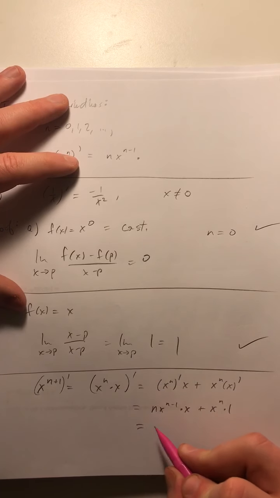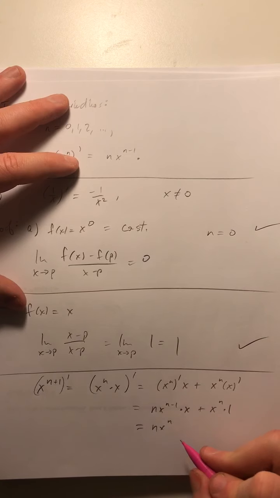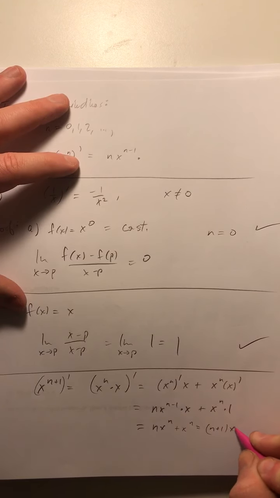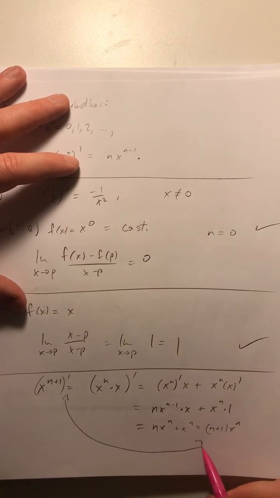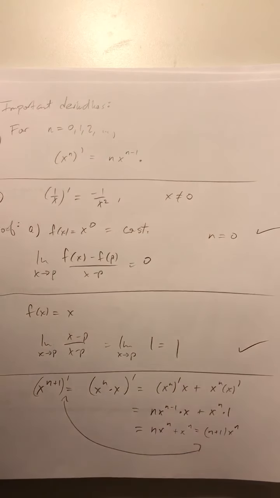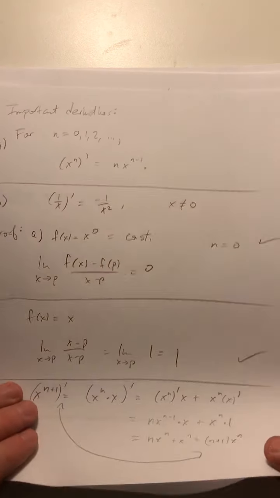Okay. So this is n x to the n minus 1 times x, so I get n x to the n plus x to the n. This is n plus 1 times x to the n, and wouldn't you know it, that's what it's supposed to be. Right. So we proved this for n equals 0, 1, 2, 3, etc. So we got it by induction. Here we use the product rule.